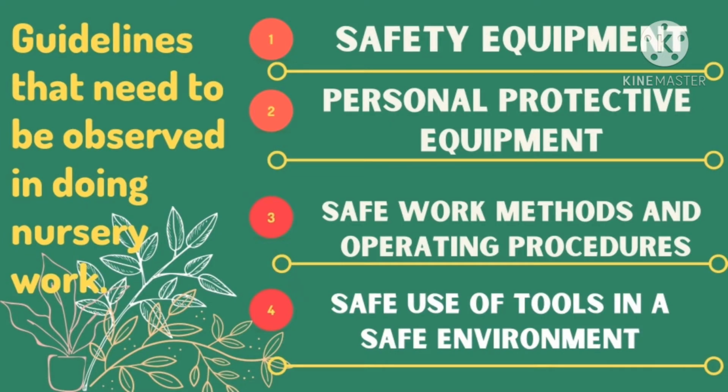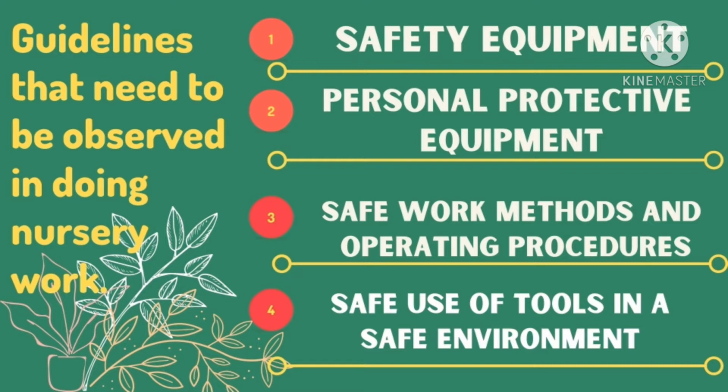There are guidelines that need to be observed in doing nursery work. First, safety equipment. Of course, in the nursery, there are various equipment that need to be safe enough to use by workers. Number 2, personal protective equipment or PPE. This is the primary protection of the worker while performing their work in the nursery. Number 3, safe work methods and operating procedures.